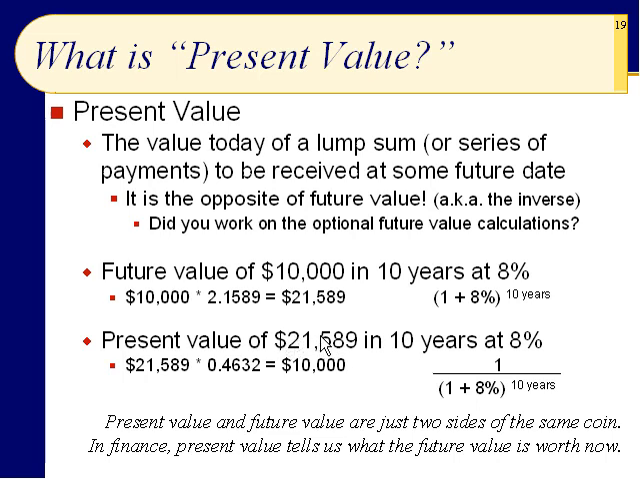The inverse, and notice that it's underneath the divide symbol, that's the inverse operation. If we believe that we're going to get $21,589 in 10 years, and we require or we expect an 8% rate of return, then what is that worth today? There's the present value multiplier. You multiply the 21,589 times the present value multiplier, and you get $10,000.